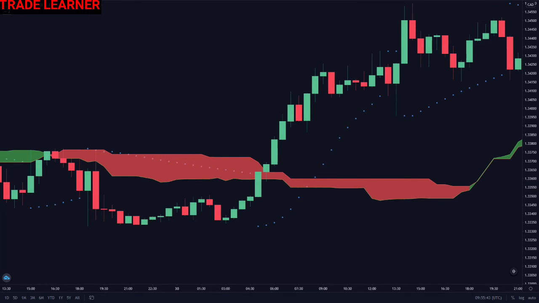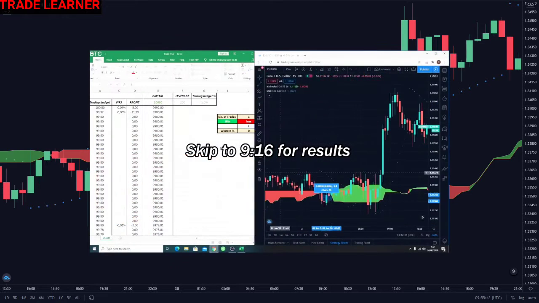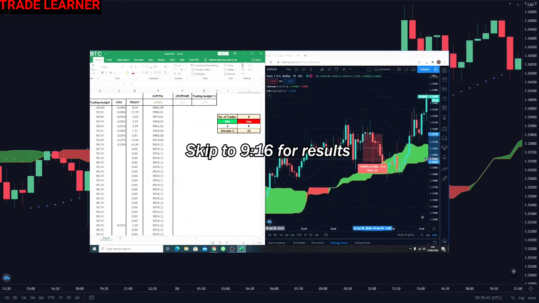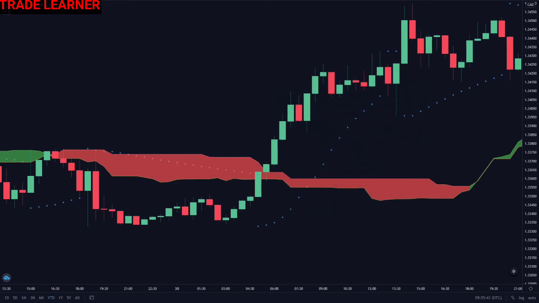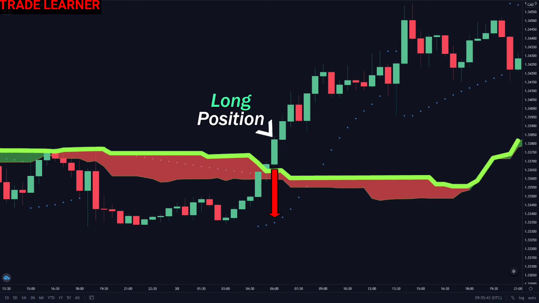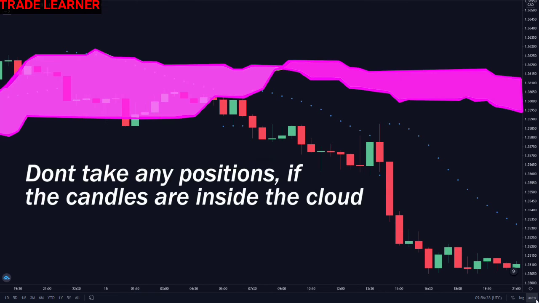Another strategy that you can use is by pairing up the Kumo cloud with another indicator such as the parabolic SAR. So actually, I already traded this indicator combination 100 times in my other videos, so be sure to check that out as well. So how this works is you basically take long positions if the parabolic SAR is below the candles while still being above the clouds. And you take short positions when the parabolic SAR is above the candles while the candle is below the clouds. And don't take any positions if the candle is inside the clouds.